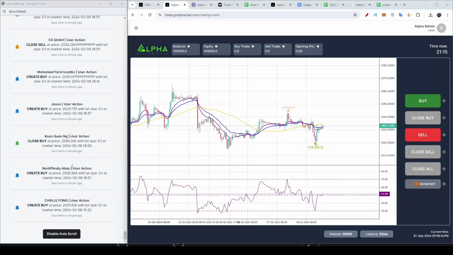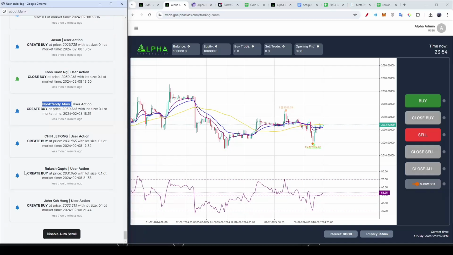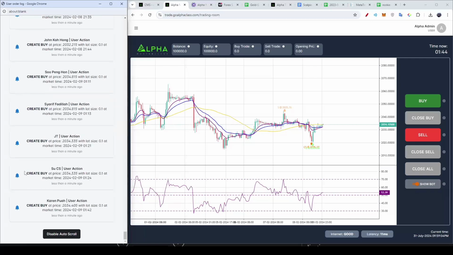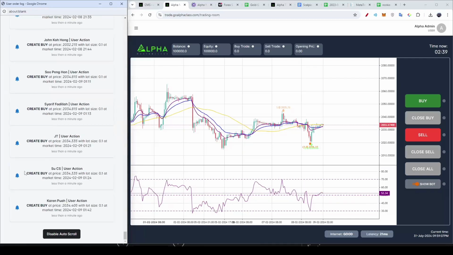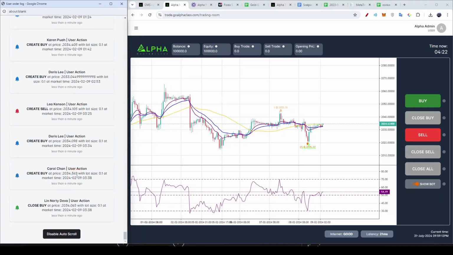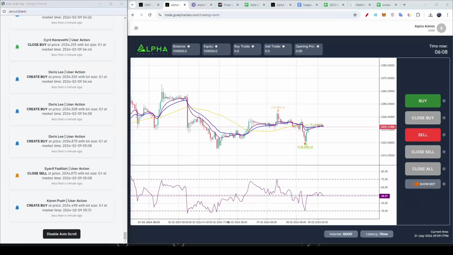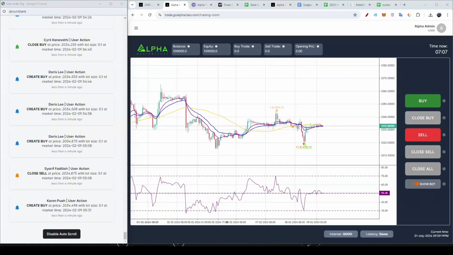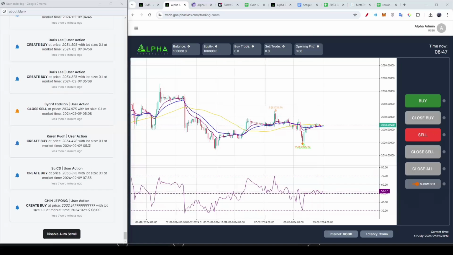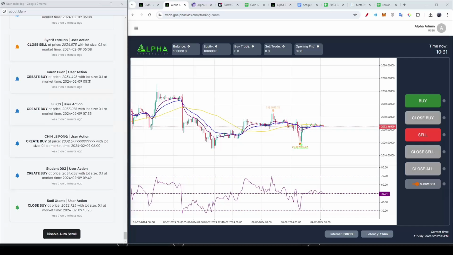It's there. Karen buy already. Now, who else? Doris buy already. Karen, want to close trade or not? No, don't want. Already making profit ma. 2% ma.